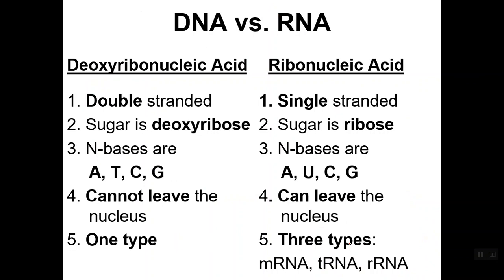So before we talk about how all that's done, let's do a quick recap. So DNA versus RNA. You can pause this. Make sure you understand this. This is basic knowledge, right? Double-stranded versus single-stranded. What the sugar is. That the bases are slightly different, T and a U. DNA is in the nucleus. RNA can leave. And there are 3 types of RNA here, right?